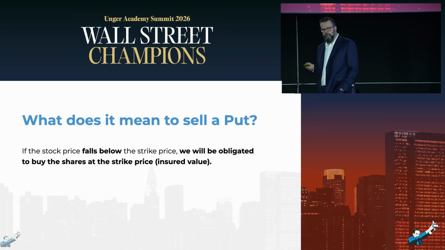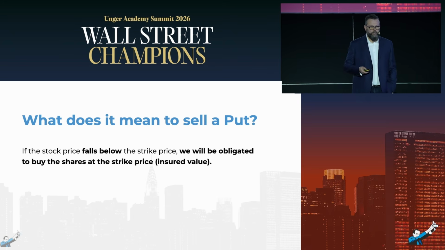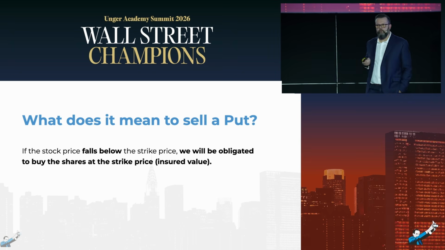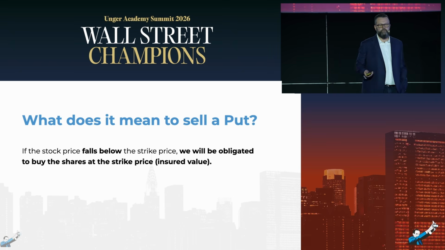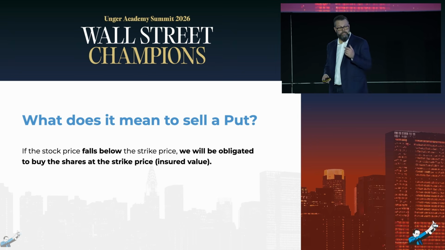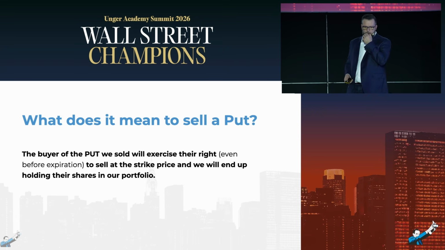The buyer of the put we sold will exercise their right only if it's in their best interest, in some cases even before expiration. When equity options are American style, as they're called, they can also be exercised before expiration. Their right is to sell the shares to us at the strike price. We will therefore end up holding their shares in our portfolio.